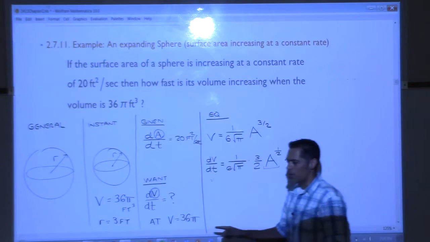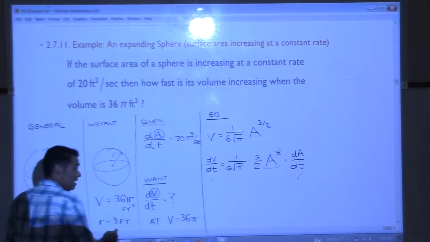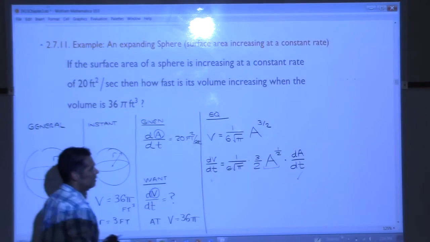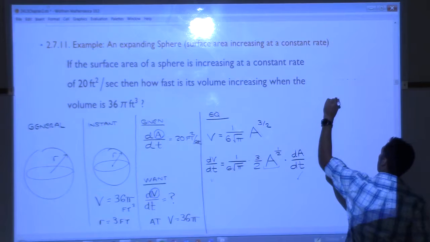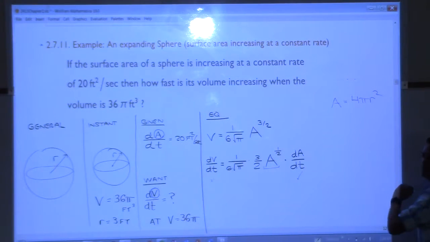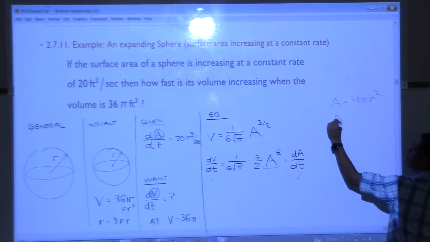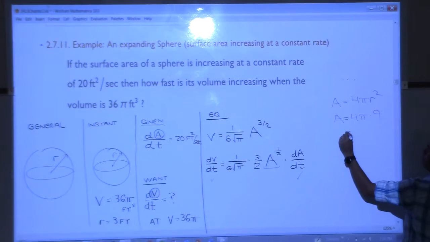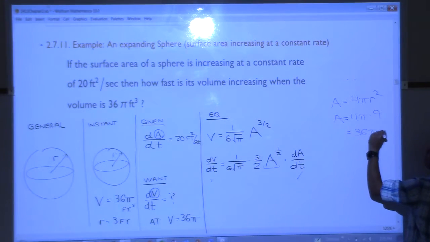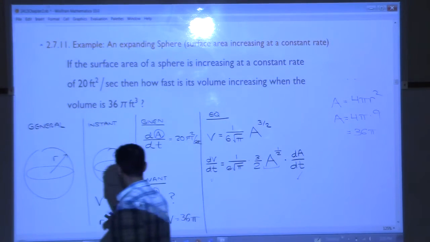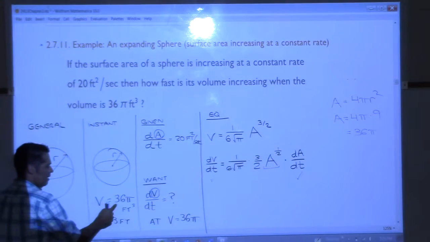If I know what the volume is, and I know what the radius is at the particular moment in time, then I can figure out the area. I just have to use that formula. Area was 4 pi r squared. And I know that the radius is 3. So the area at the specific moment in time is 4 pi times 3 squared, which is 9. So this is 36 pi. Huh. The area is the same as the volume?